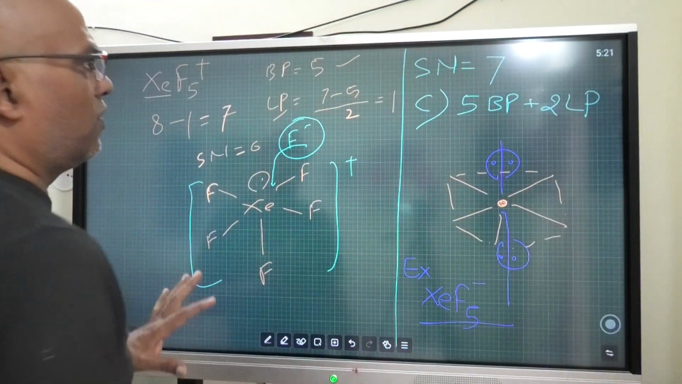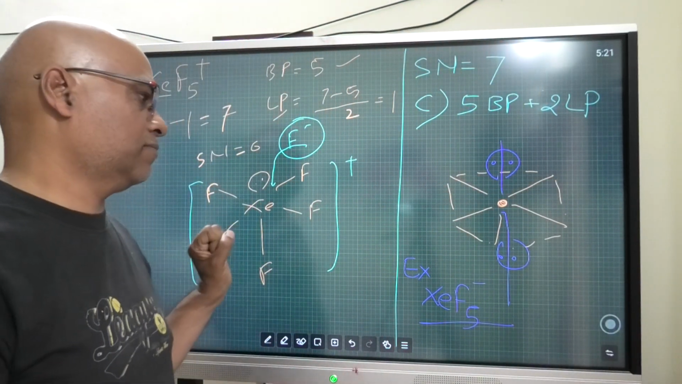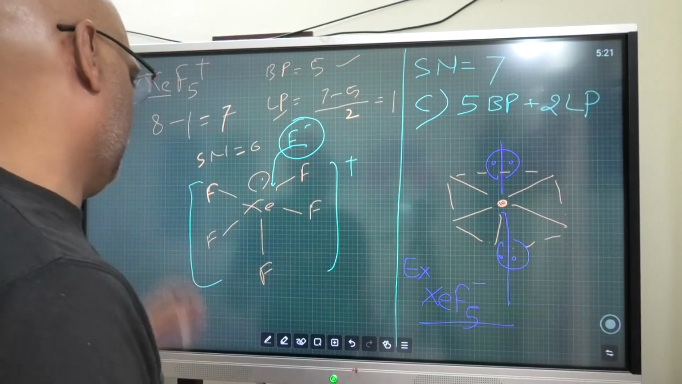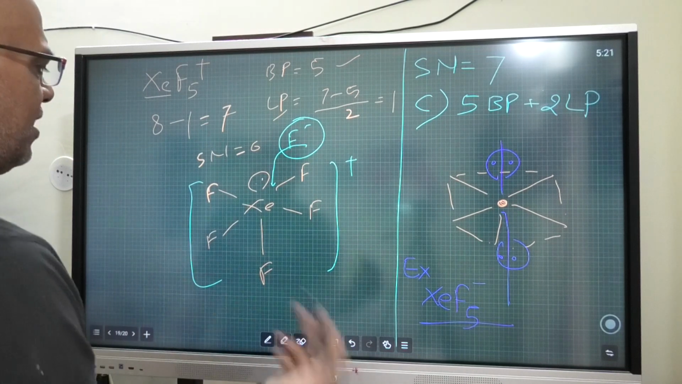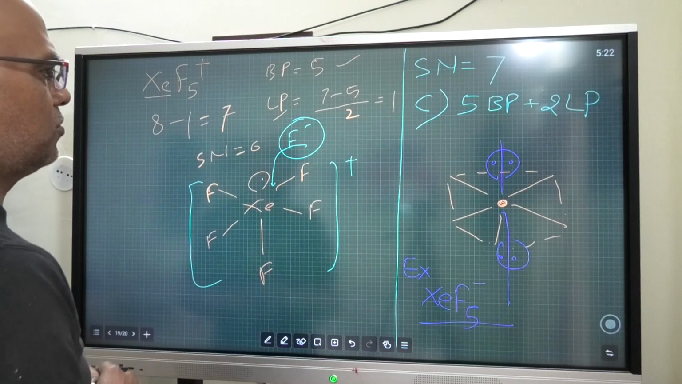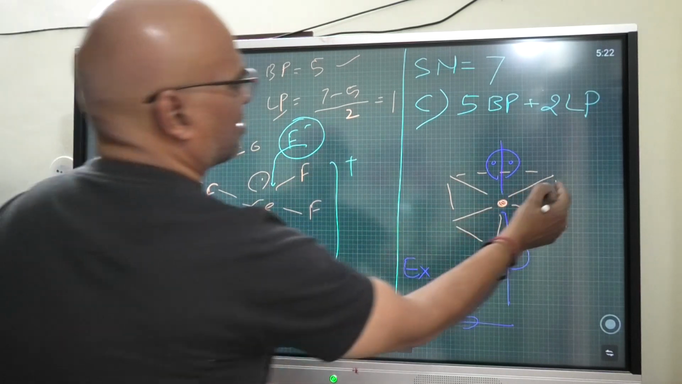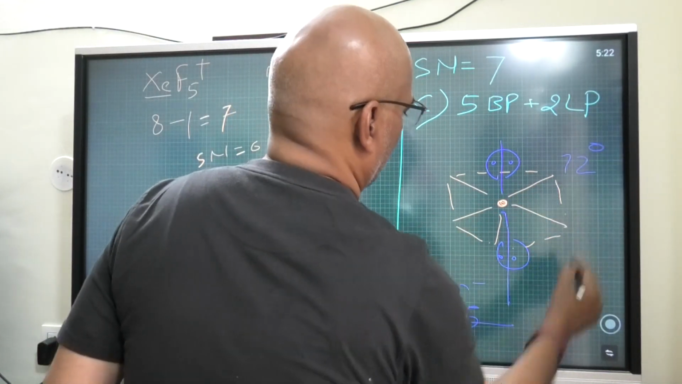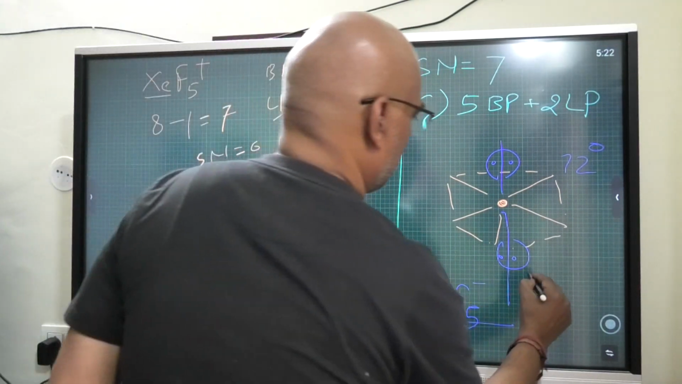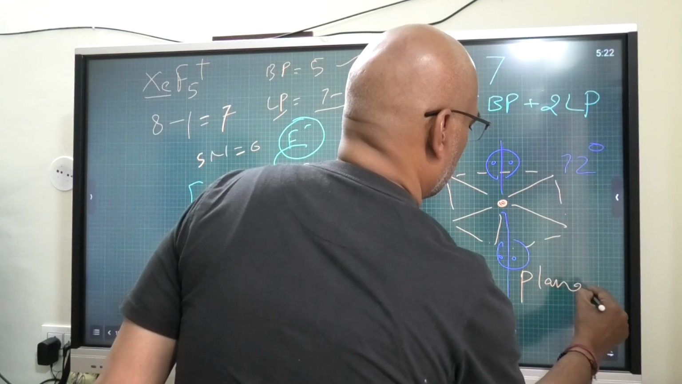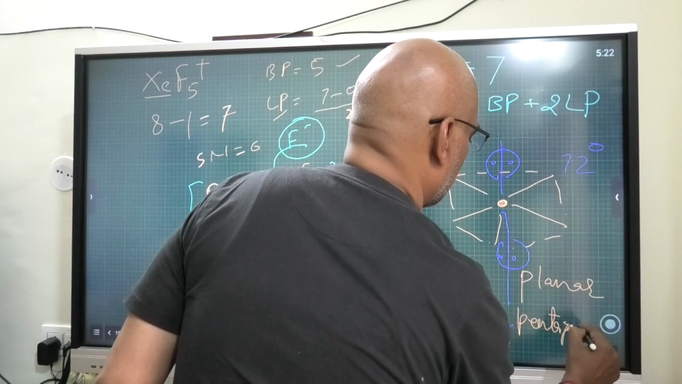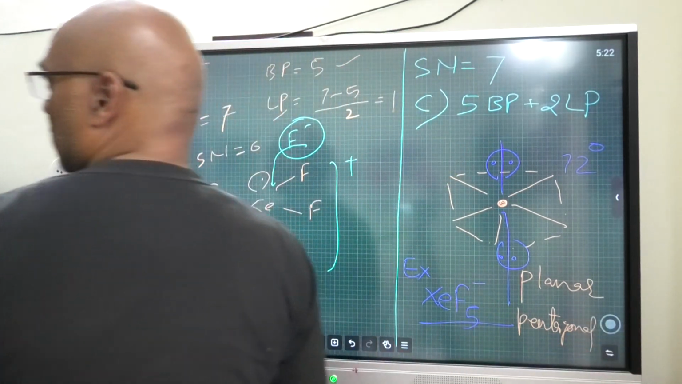So this is the end of our VSEPR theory and all the steric numbers explained properly. Now we come to the next part. Then we'll go for multiple examples. Here the bond angles are 72 degrees, and we call it planar pentagonal.